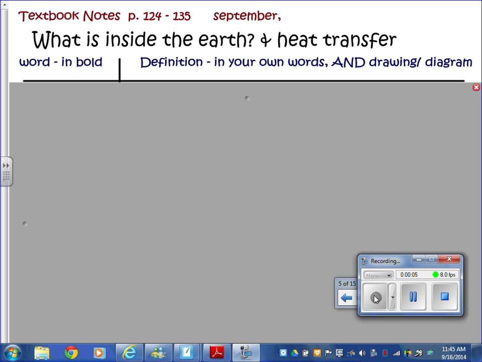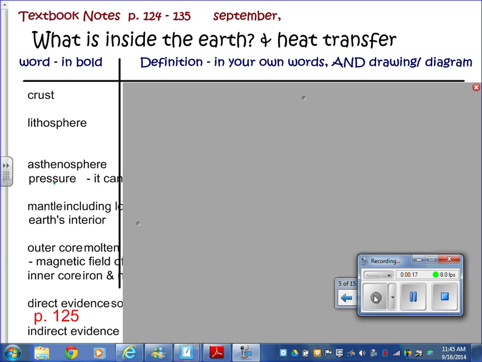This week we are covering plate tectonics, but before we talk about plate tectonics, we have to back up and talk about what is inside the Earth and heat transfer, so we know what the Earth is made up of and how things are moving. These are words that were in the textbook reading yesterday. Yesterday and today you did the worksheet. If you have not already written these words down, you should write them down now.